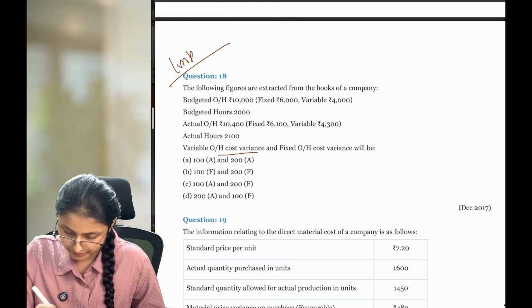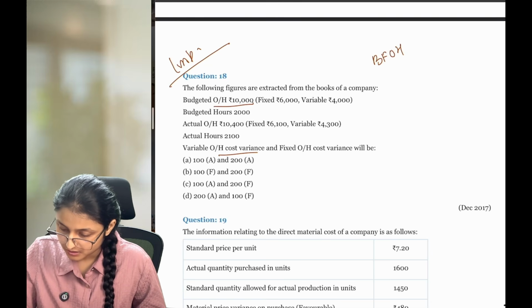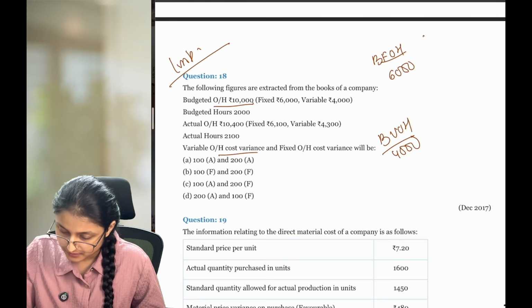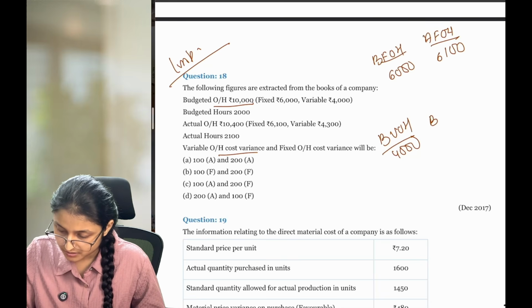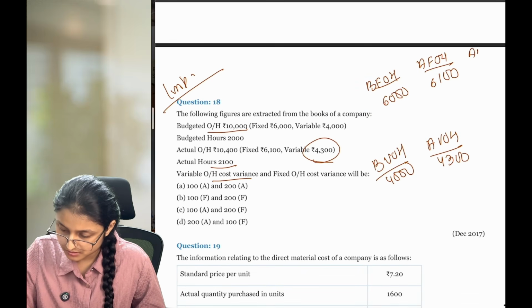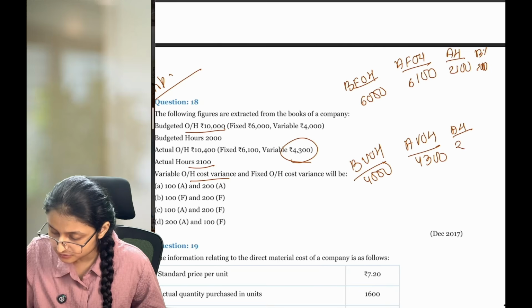Now, this is something important. We have budgeted overhead. First, I am calculating budgeted fixed overhead as 6,000 and budgeted variable overhead is 4,000. Then actual fixed overhead is 6,100 and actual variable overhead is 4,300. Now, after this we have actual hours as 2,100 and budgeted hours as 2,000. Okay? For variable overhead, so we need only actual hours.